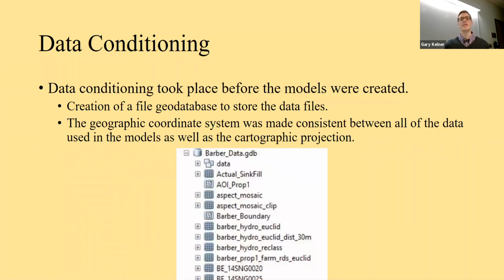Data conditioning had to take place before the models were created. A file geodatabase was created to store the data files used in this research. The geographic coordinate system was also made consistent between all of the data sets used in these models, as well as the cartographic projection. This photograph on the bottom shows a snapshot of the file geodatabase where this data was stored. There is a lot more data within this geodatabase than what is shown in the photograph.